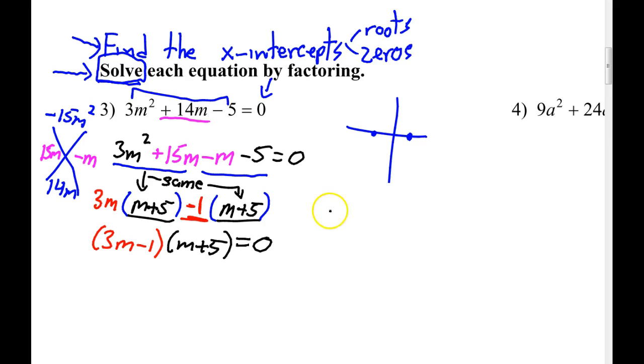Now the other option is doing the box. If you prefer this, I overheard someone saying, well, I don't know when to do the box and when to do the grouping. It's the same thing. They're just two different ways of doing the same thing.